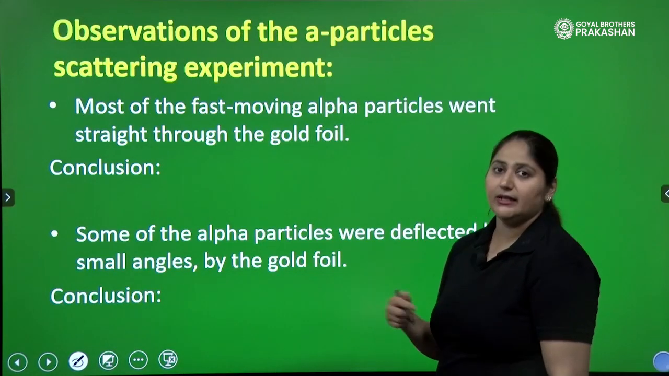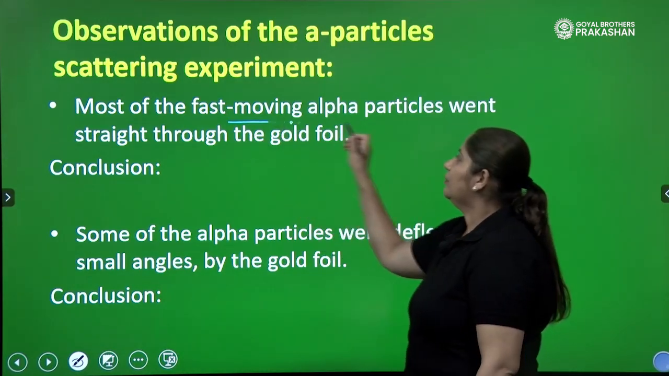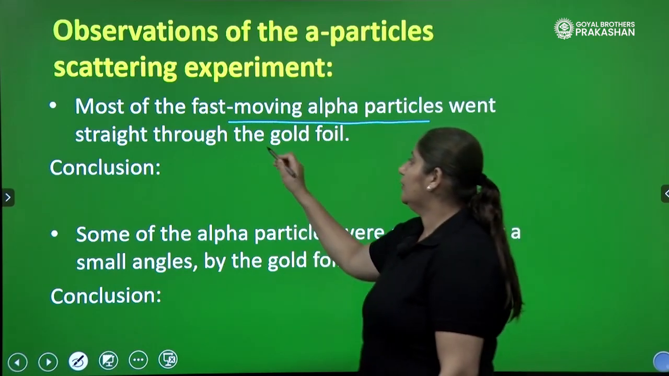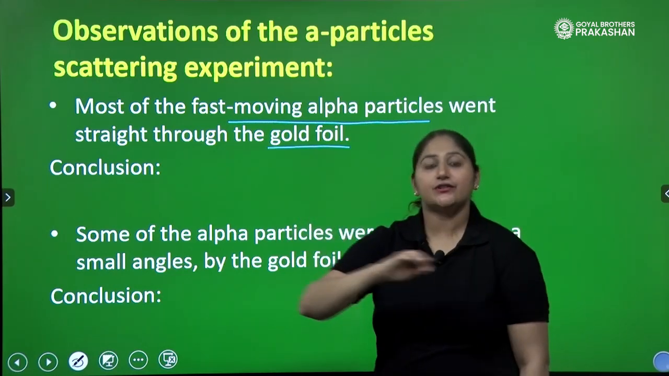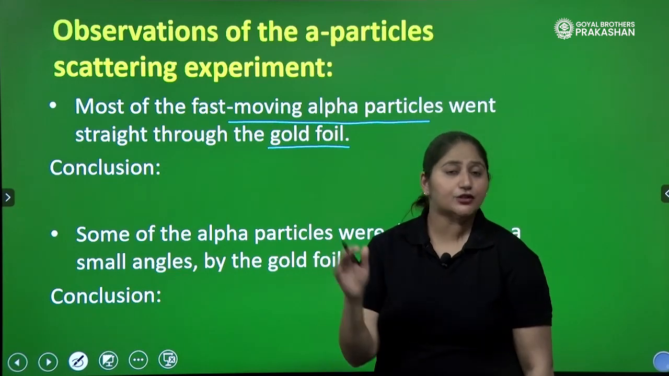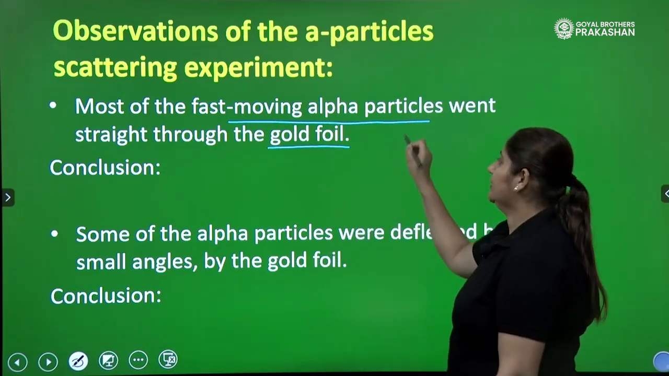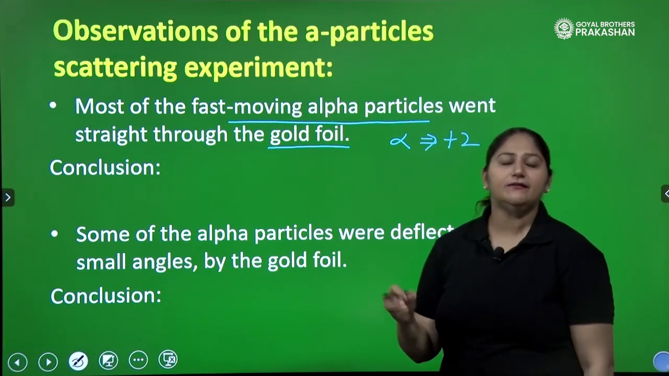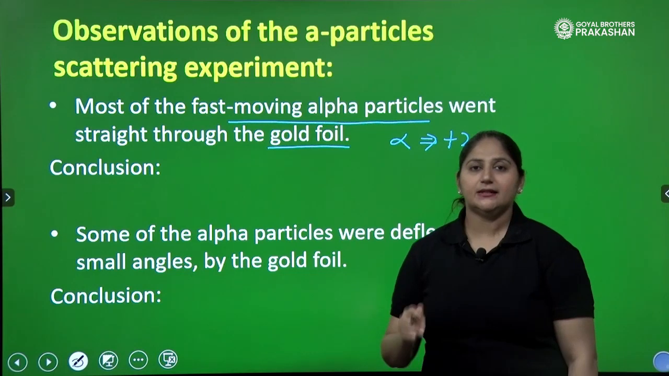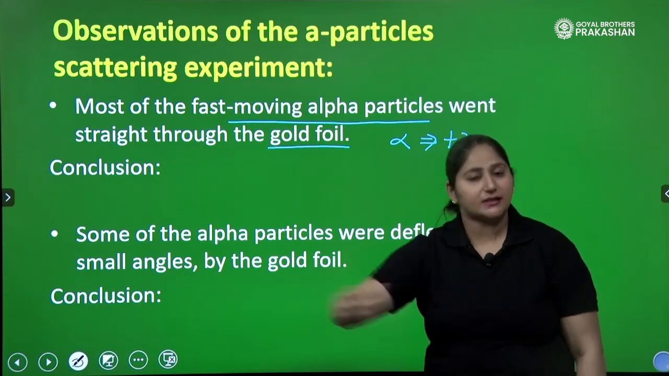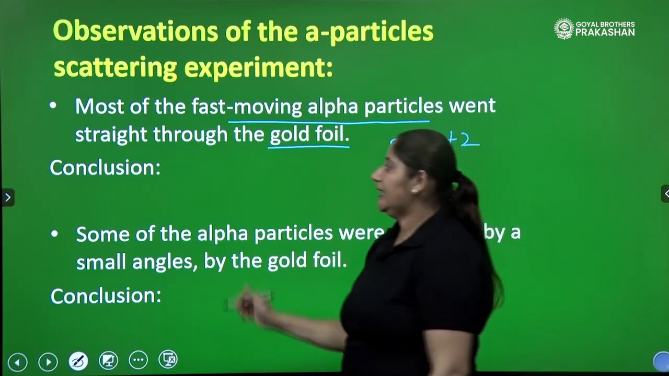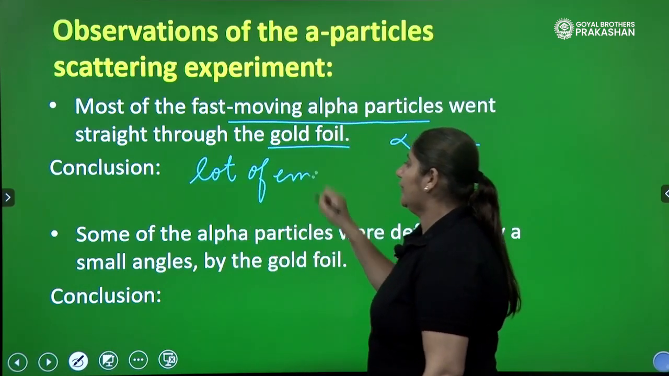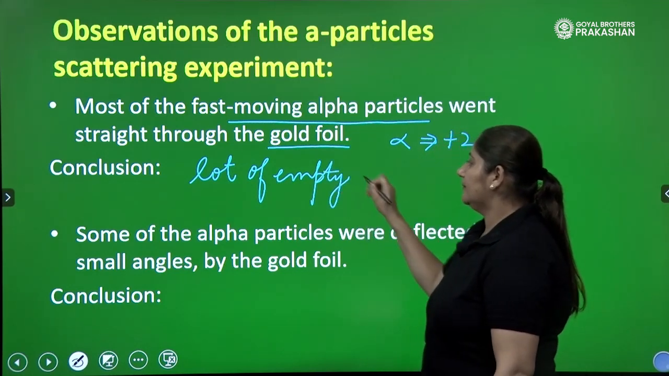First of all, he found that most of the fast moving alpha particles passed straight through the gold foil. They didn't stop. Why? Because what is the charge of an alpha particle? It is a 2+ charge. It is a positively charged particle. It means these positively charged particles can pass directly through it, which clearly indicates that there is a lot of empty space in an atom.